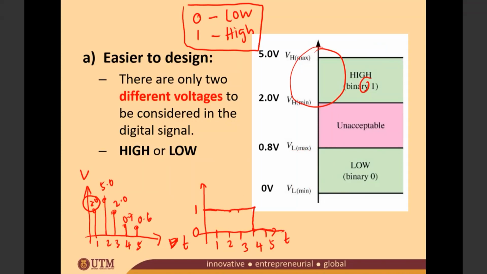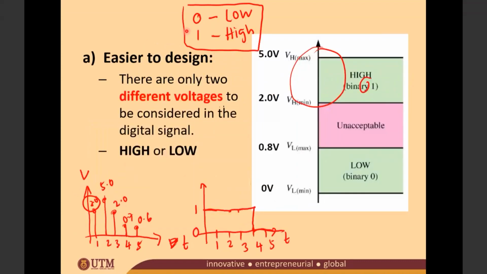Okay, so now you have already produced a logic signal here, either 1 or 0, based on these values. So that's why the digital system is easier to design. Why? Because it only has two values, either 0 or 1. Okay, next.